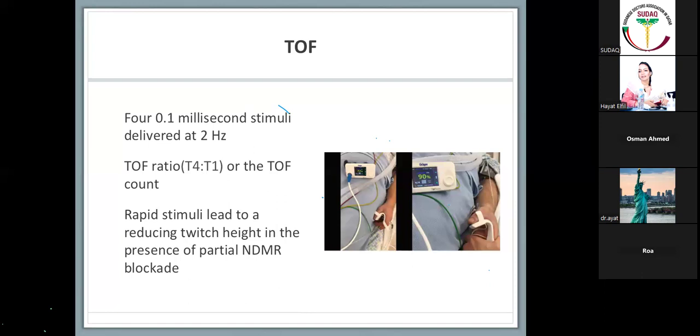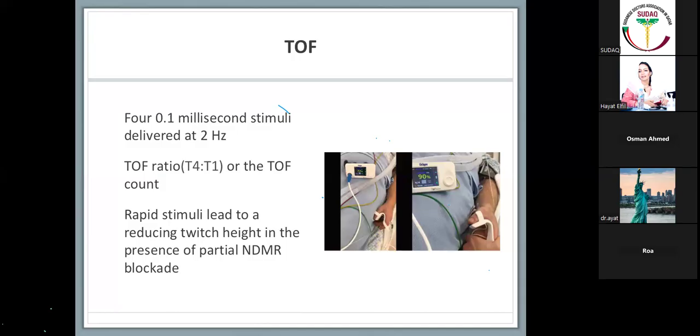Okay, so the train of 4 ratio is the ratio of the... So there are 4 twitches. We'll see in a minute. But there are 4 twitches. So the percentage of the fourth twitch to the first twitch will give you the train of 4 ratio. Sometimes it's very difficult clinically to appreciate that one, but the train of 4 count is also important because there are 4, so whether you get 1 or 2 or 3 or 4 of them. The time between those twitches is again very important.